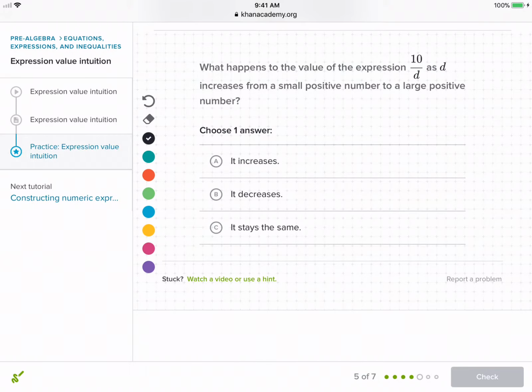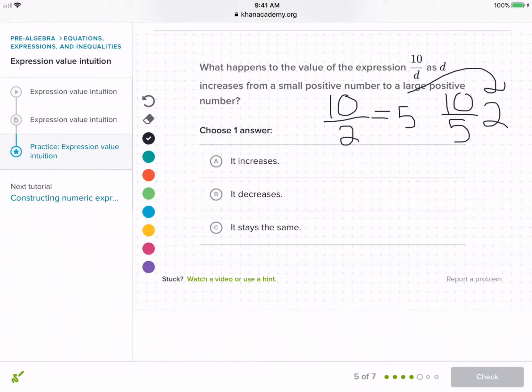Okay, here's another one. What happens to the value of expression 10 divided by d as d increased from a positive number, small number, to a large positive number? So again, we'll use 10. We're going to replace a number with it. Let's use 2 for the first one, and we'll get 5. And then we're going to use 10 divided by 5, and then that's going to get 2.